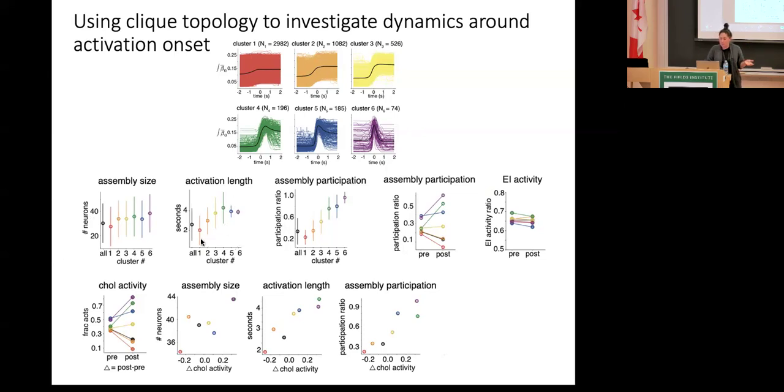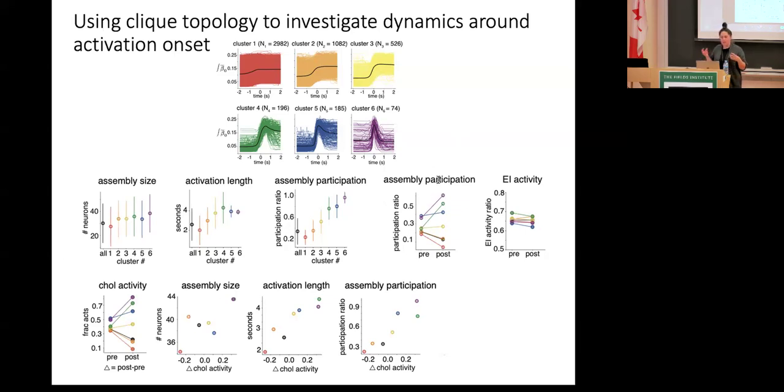But when we looked at activation length, we saw that these green, blue, and purple clusters, and even the yellow too, but especially the green, blue, and purple, have much longer on average activations than the top row of these dynamic profiles. And another thing we saw is that the participation ratio, the percentage of the neurons in the assembly that are active, is also much, much higher for these lower row dynamic profiles.